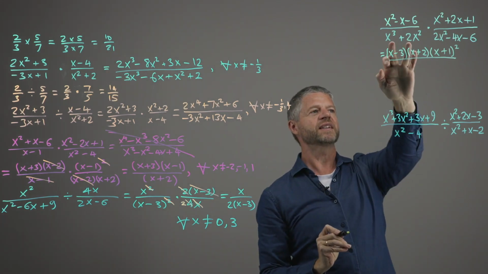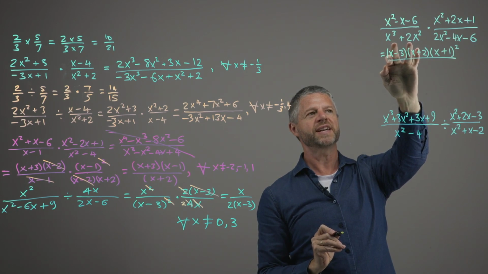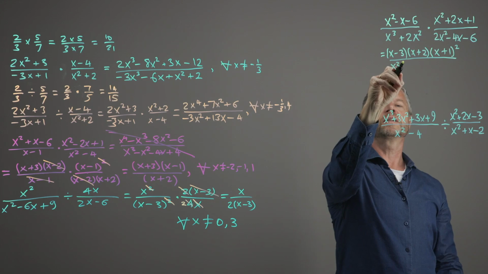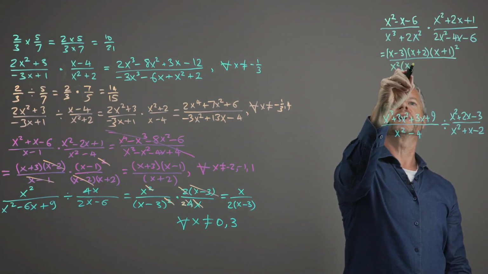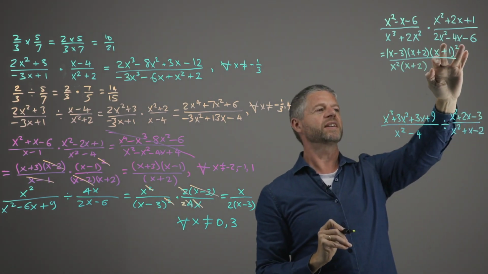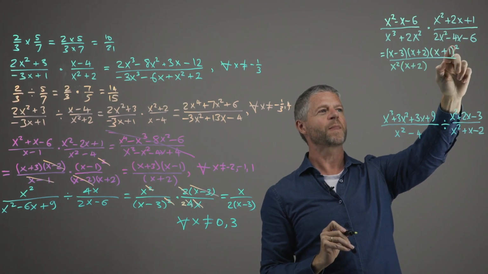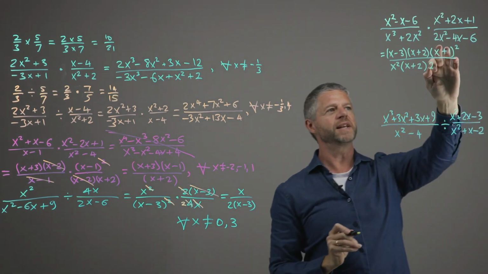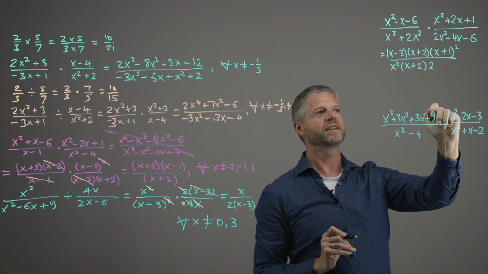And then let me factor this polynomial here. So I can pull out an x squared, and then I'll have x plus 2. And then see if I can factor this quadratic. Well, if I pull out a 2, then I'll be left with x squared minus 2x minus 3.